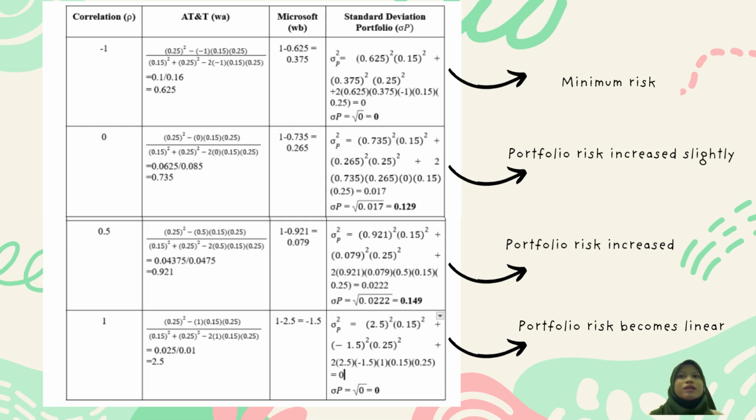This is because AT&T dominates the portfolio with an allocation of nearly 92.1%. So the last correlation is 1. The calculation shows that the standard deviation of the portfolio is 0, meaning there is no diversification, with perfect positive correlation. So portfolio risk becomes linear because the AT&T allocation value is very high, that is 250%, indicating imbalance and use of leverage. So that's all the answer for this question.